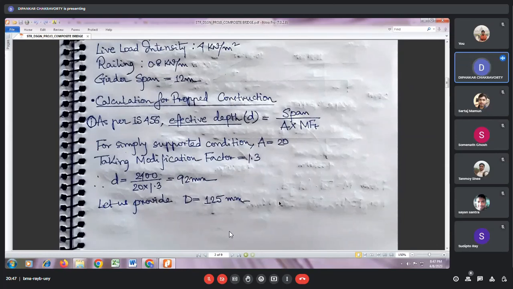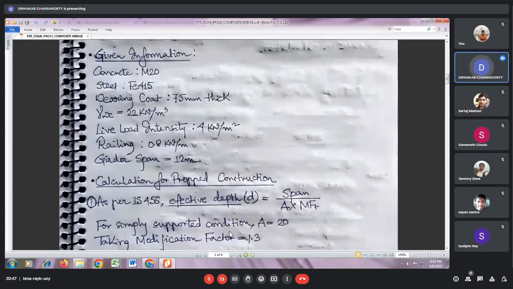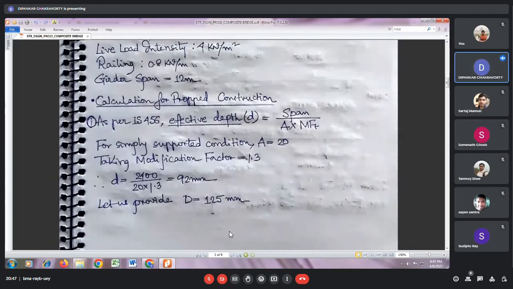by composite action. Now, you know how to get the effective depth of a slab. This is for simply supported with overhang, although there are overhangs, but anyway, since there are two supports for simply supported condition, the ratio is 20, for continuous it is 26. You can take 23 if you want to. If you want to assume 23, then it's also okay.